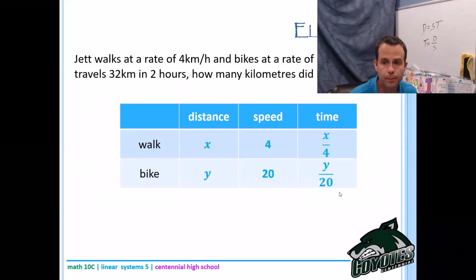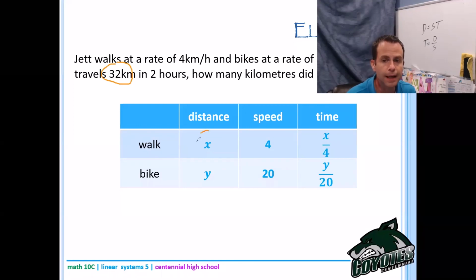Now, I'm told just a wee bit more information, and that's what allows me to get a system going here. He travels 32 kilometers, okay? You see that? That means x plus y is my total distance. So my total distance is 32. So x plus y equals 32.